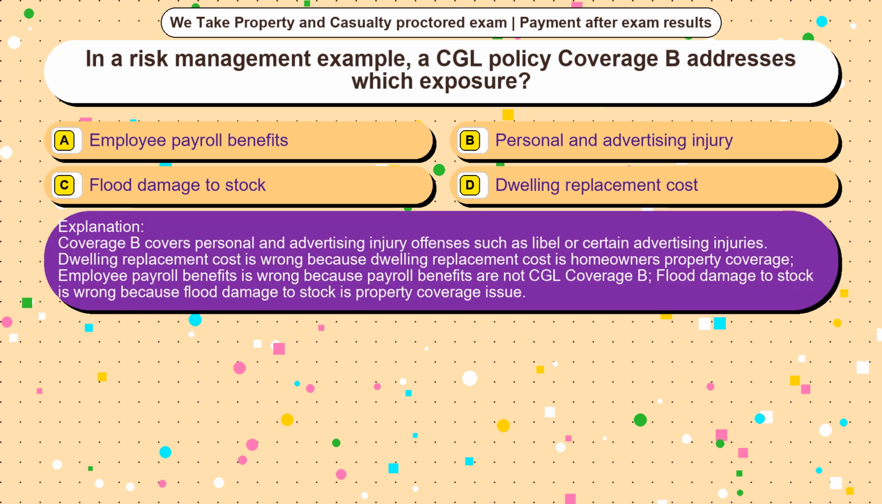Coverage B covers personal and advertising injury offenses such as libel or certain advertising injuries. Dwelling replacement cost is wrong because dwelling replacement cost is homeowners' property coverage. Employee payroll benefits is wrong because payroll benefits are not CGL coverage B. Flood damage to stock is wrong because flood damage to stock is a property coverage issue.